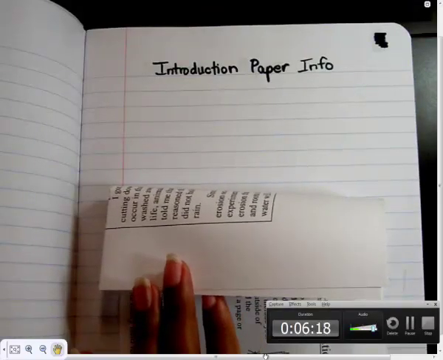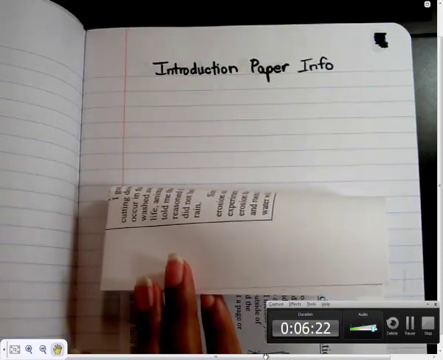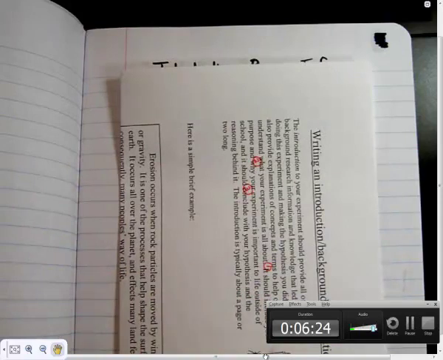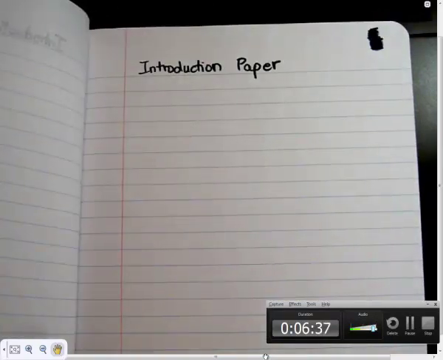On the first page of your introduction paper section, go ahead and title it Introduction Paper Info. Fold this page in half and tape it in so that you always have something to go back and look at for a reference for your introduction paper. On the next page, you can give it the title Introduction Paper, and this is where you can start writing out your actual introduction paper. It may take you 2 pages or 3 pages, whatever it takes you, that is fine.